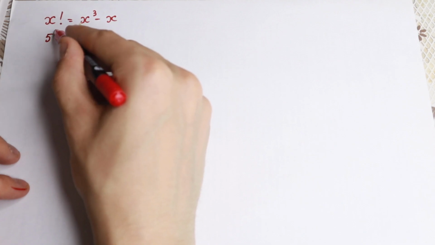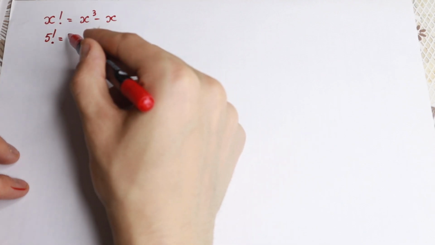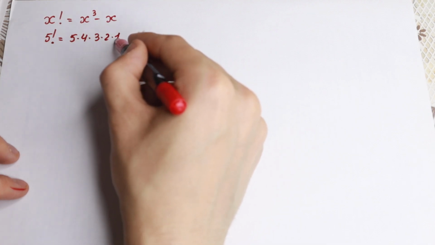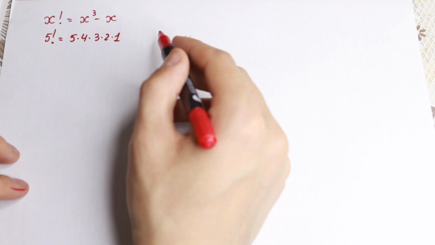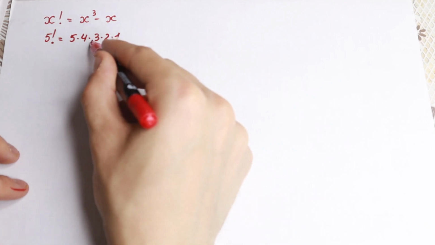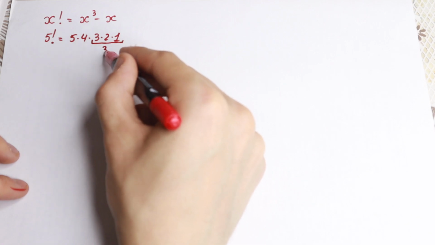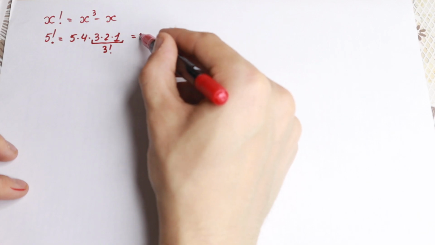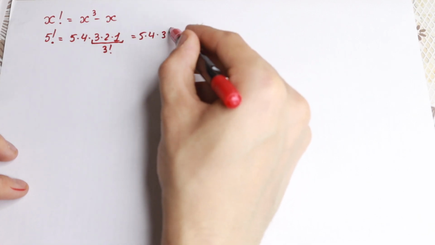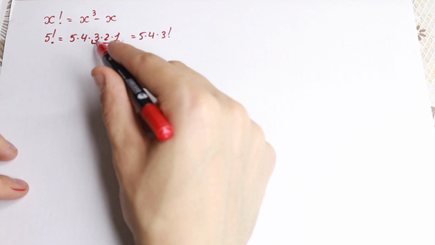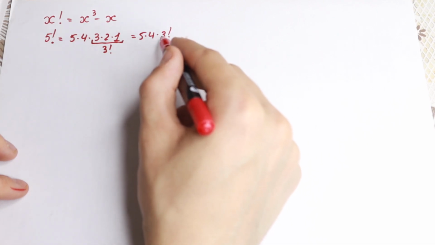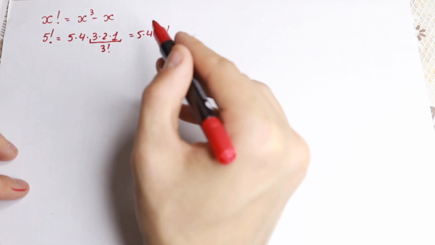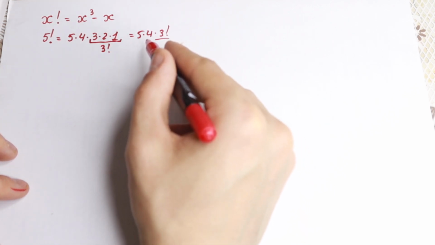So for example, we have 5 factorial. How can we write it? We can write it as 5 times 4 times 3 times 2 times 1. Yeah, we can write it as a product. But moreover, this 3 times 2 times 1 we can still write as 3 factorial. So as a result, it can be written like 5 times 4 times 3 factorial. We don't need to multiply it out, we can leave it in this way. And I hope you understand this moment, because this is maybe the main moment right here.